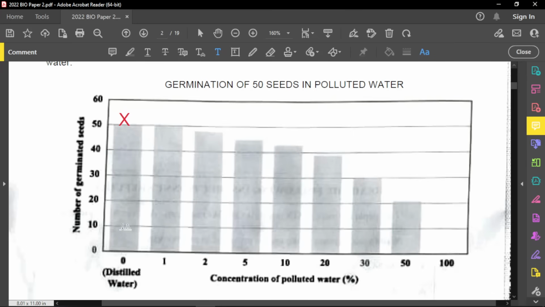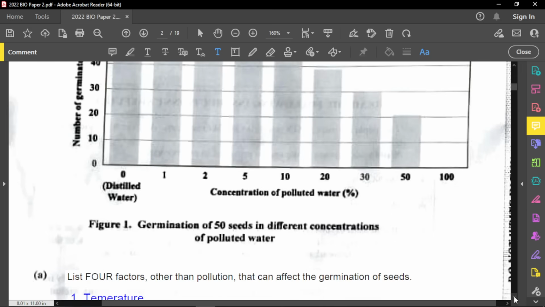And I want to notice something here that they actually start at 0% pollutant, which is distilled water, and it goes all the way to 100% polluted. And if you notice the decline in germination going down, at 100%, there is no germination at all. 0% and 1% is pretty much the same. I mean, 1% is slightly lower than the 0. All right, but they're pretty much the same. All right, and so let us now jump into our questions based upon this graph.